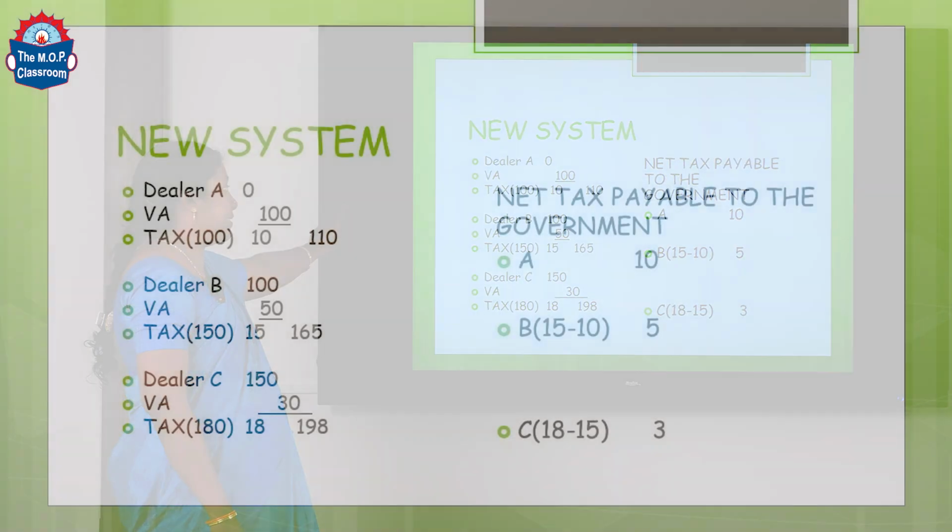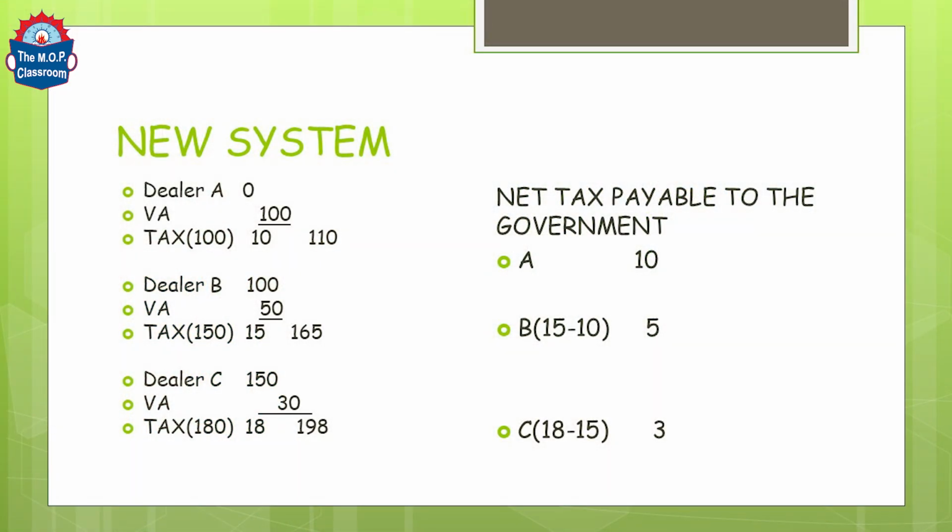If you look into the first stage, the value addition is 100 rupees. The amount that I have given you is 110 rupees. So, how much tax have I collected from you? 10 rupees is the tax I have collected from you. On the other side, how much is the tax that you have paid me? 10 rupees is the tax that you have paid me.